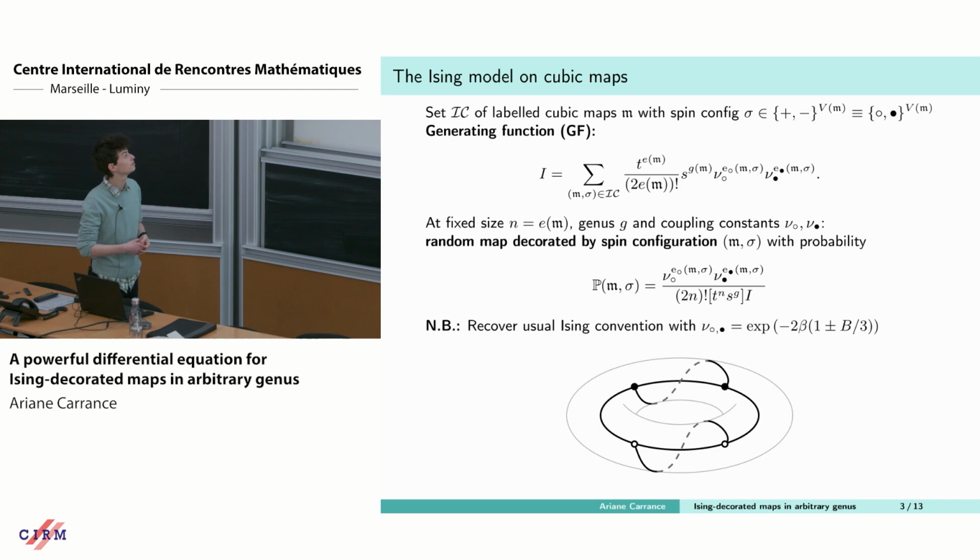What's important to understand here is that, even though my talk is not really going to be about probability, when we say that we pick a random Ising-decorated map, we really pick both the underlying map and the spin configuration at the same time, so they're coupled in some sense. But for the rest of this talk, I'm really going to focus on the generating function itself and not the probabilistic interpretation that we can make of it, even though I will make some remarks about it later on.